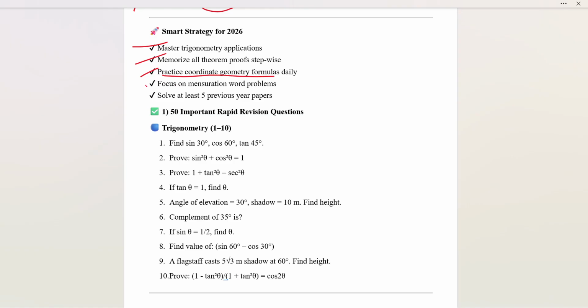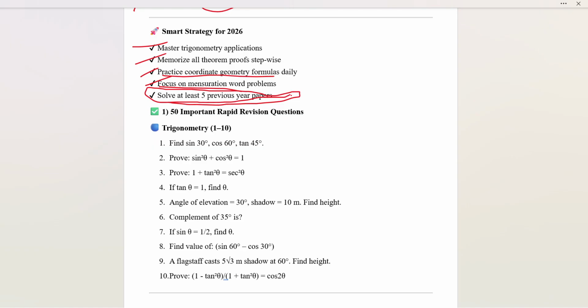So next is focus on mensuration word problems. Okay, mensuration is a high weightage chapter, 6 to 8 marks. So you can prepare that mensuration chapter and solve at least 5 years of papers. That last point is very important for you, because practice makes perfect.